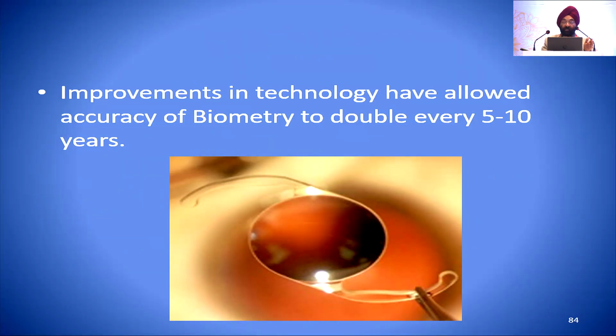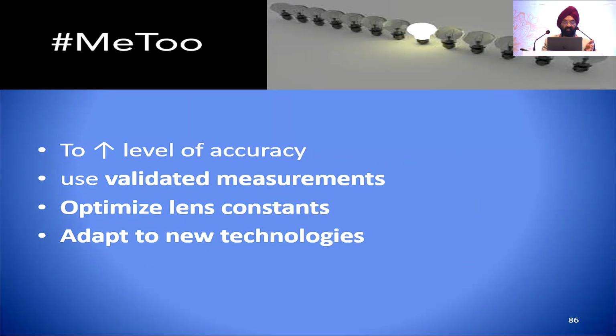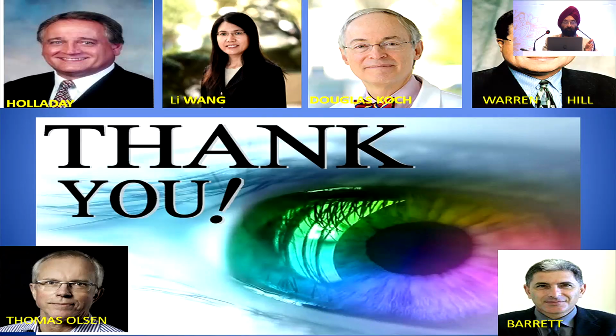Improvements in technology have allowed the accuracy of biometry to double every 5 to 10 years. 80% is acceptable, but 90% is achievable. So strive for what is achievable and don't be tolerant with what is acceptable. And to increase the level of accuracy, use validated measurements, optimize lens constants, and adapt to newer technologies.